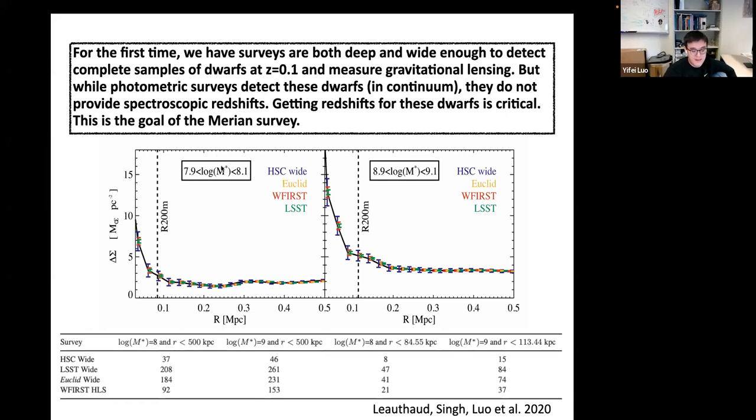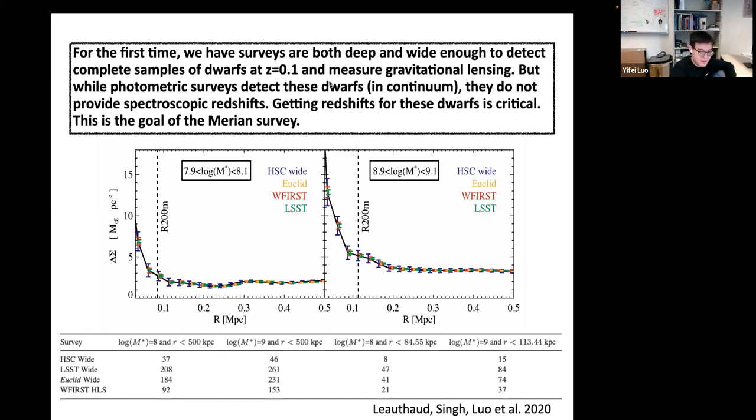So basically, as I said here, for the first time we have surveys that are both deep and wide enough. Deep because we need to detect those dwarf galaxies, and wide because we need a large cosmological volume to have enough dwarf galaxies to stack to get their weak lensing signal. And those galaxies are at about redshift 0.1 because we need to be complete.